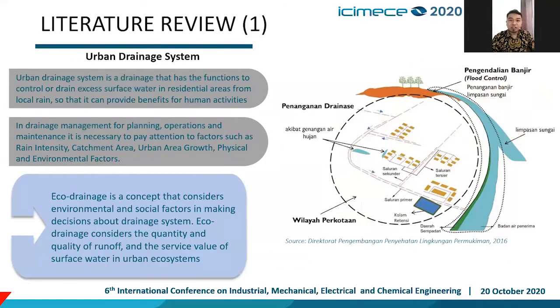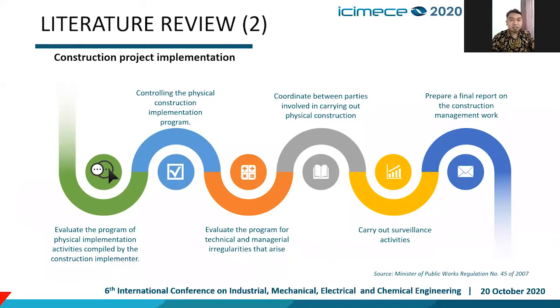This is for the literature review of urban drainage system. Urban drainage system is the drainage that has the function to control or drain excess surface water in residential areas from local rain, so that it can provide benefits for human activities. A good drainage is a concept that considers environmental and social factors in making decisions about drainage systems. This is for the construction project implementation. It is based on the Minister of Public Works Regulation number 45 of 2007.